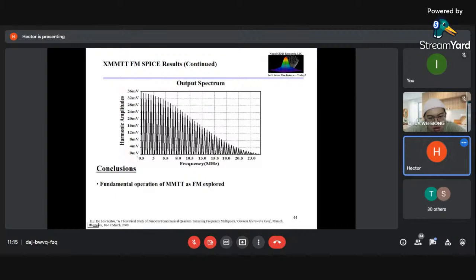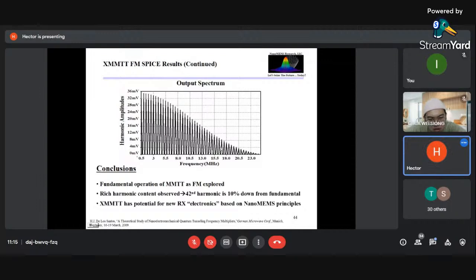This multiplier, therefore, has the potential for applications in low power receivers that are radiation tolerant. So, frequency multipliers that may be used in satellites or the like.